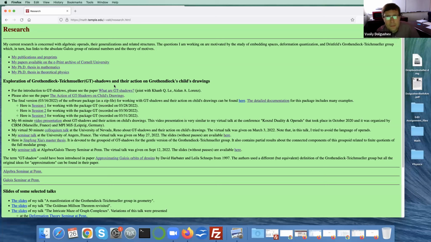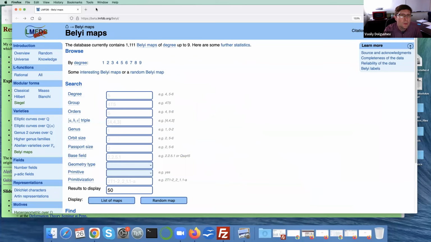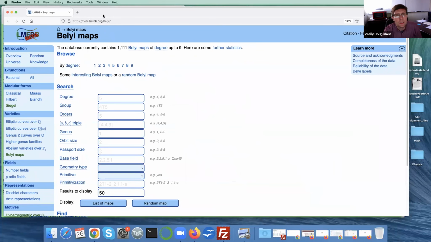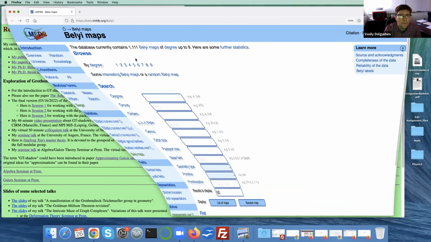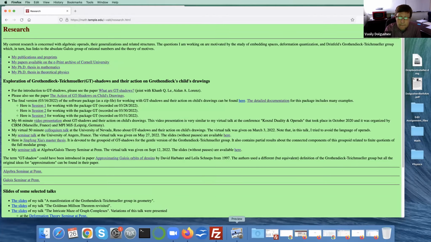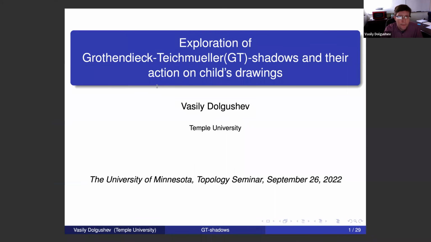So, yeah, another thing, another website, that we may or may not get to, is about this database of Belyi maps. So let me go back to the slides.